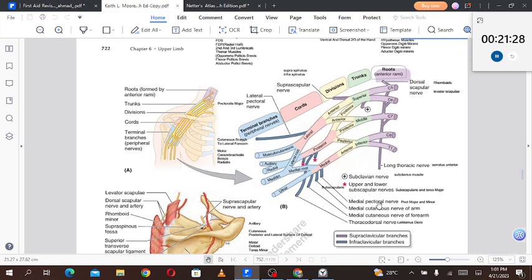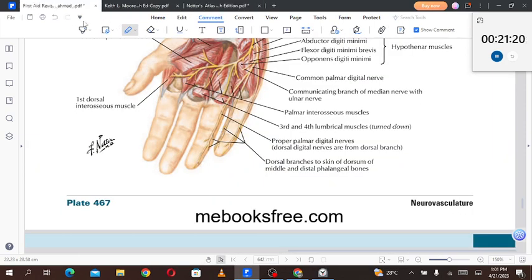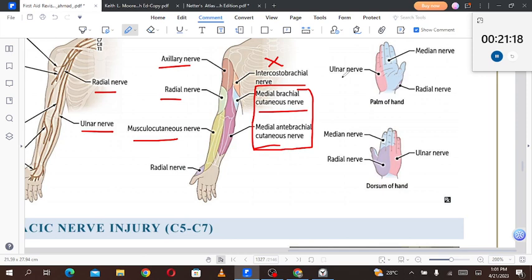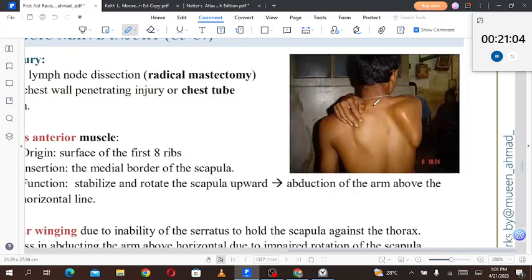From the medial cord, we have the medial pectoral nerve and, no, the medial cutaneous nerve of the arm and the medial cutaneous nerve of the forearm. These two branches are coming from the medial cord. So let's move to the hand. The ulnar nerve supplies the medial 1.5 fingers. The median supplies the lateral or radial half of the hand, 2 to 3.5 fingers, and then we have the radial nerve over here. Median nerve, radial nerve, and the ulnar nerve, dorsum of the hand. So remember this kind of thing.